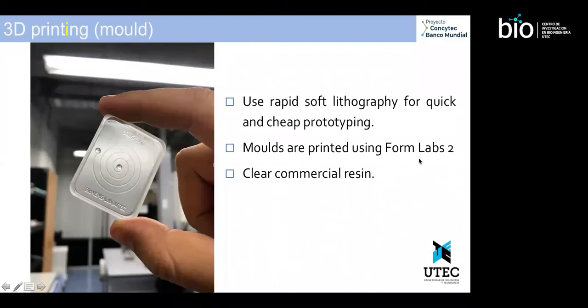So these are used with the Formlabs 2. That's the brand of the 3D printer, and we use a clear commercial resin. You can see it's opaque. The reason why it's not completely clear is because the surface is a little bit rough, because with the printing, you will never get a very extremely smooth surface.